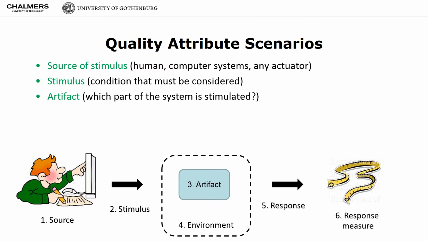For runtime qualities like performance, this might be the running system or a part of it. For development time qualities like maintainability, the artifact could be the design or the code. The environment is the circumstances in which a scenario takes place. For instance, a requirement might specify the system behavior in overload conditions.